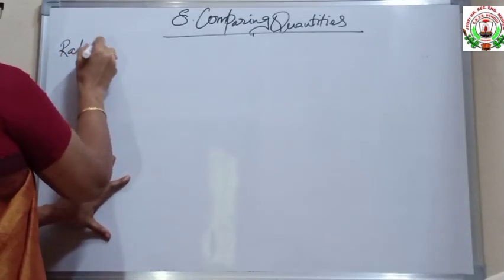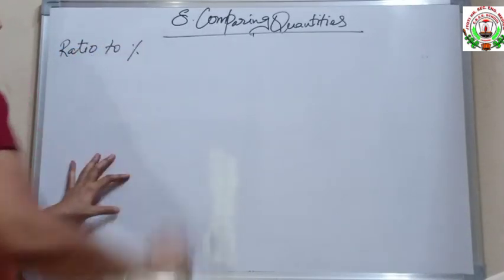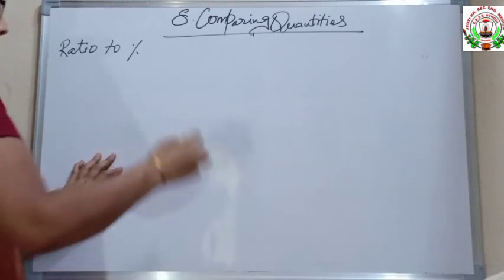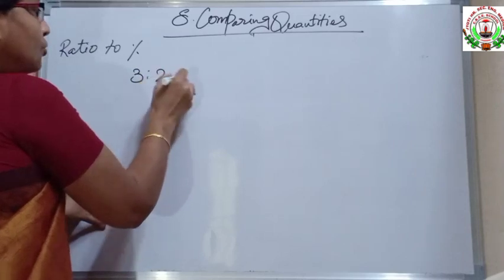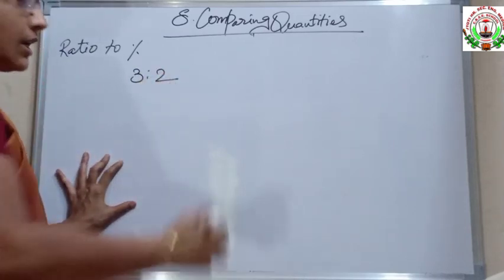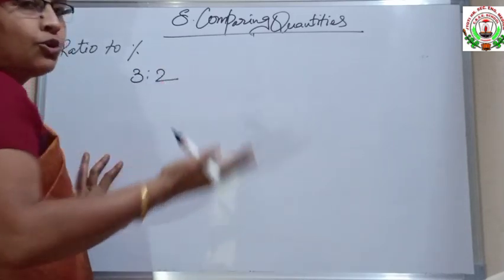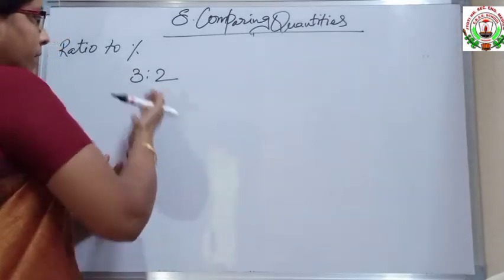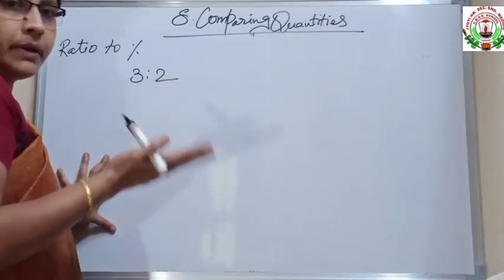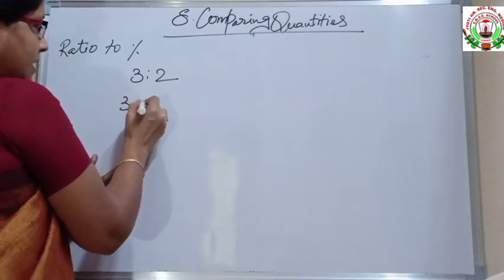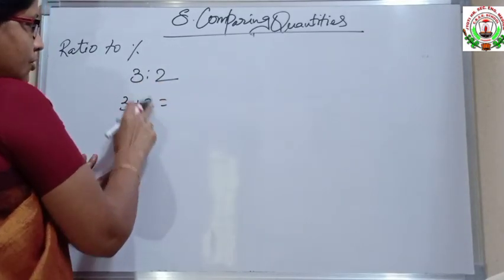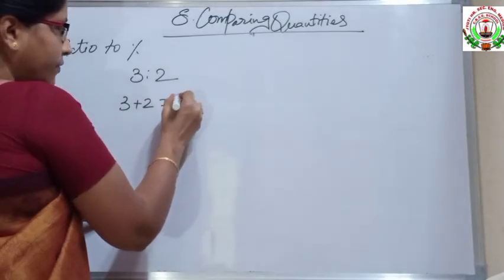Next topic is ratio to percentages. Suppose they have given a ratio as 3:2. We have to change this given ratio to percentage form. Means 3:2, what is the percentage form? For that, we have to first add both the numbers of the ratio, that is 3 plus 2, that is 5.